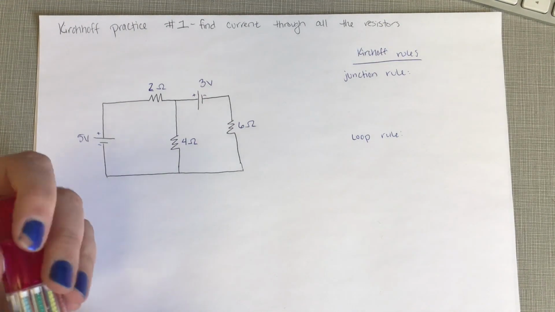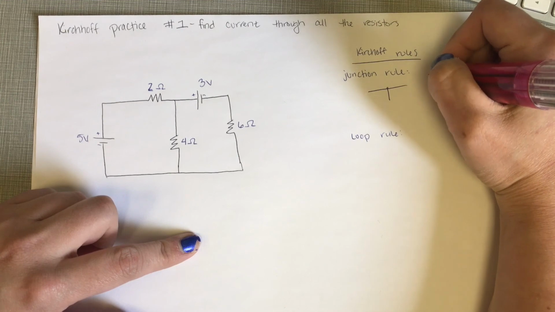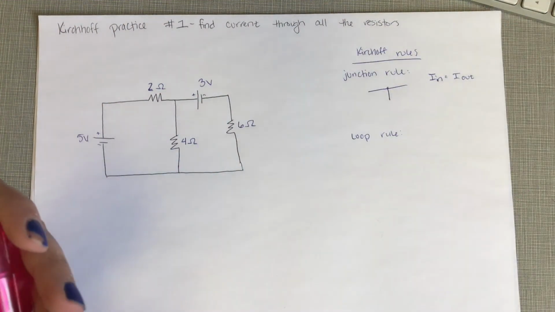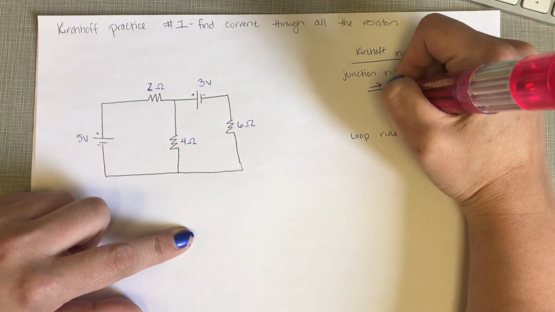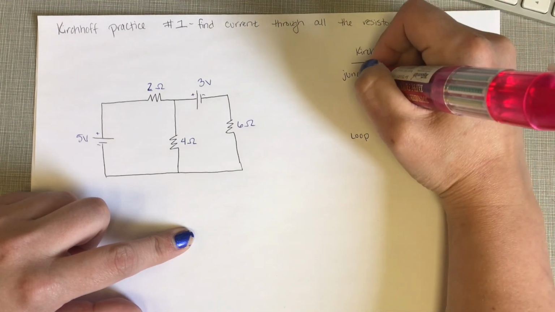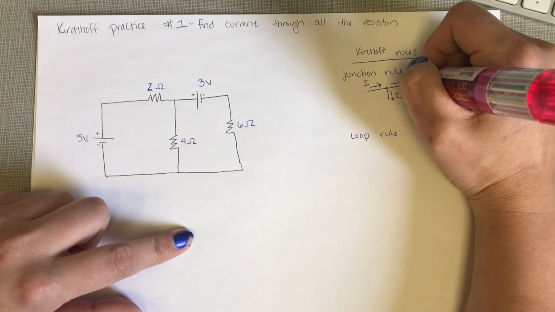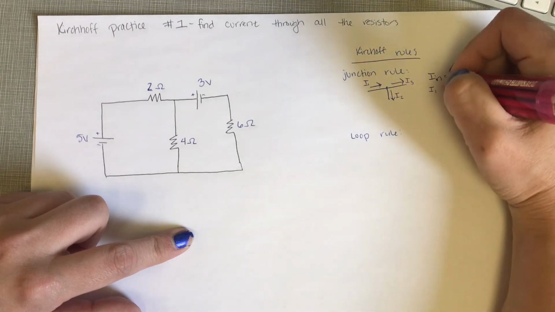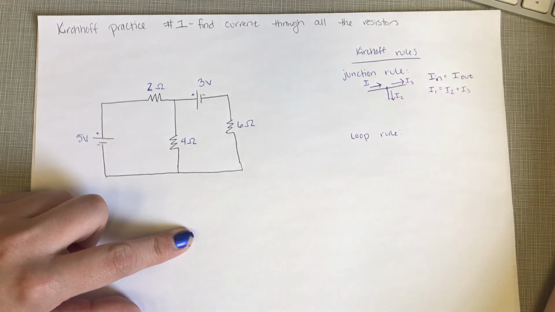So the Junction Rule basically just says, if I have a junction, the current that goes in is equal to the current that comes out. Or in picture form, if this is I1, this is I2, and this is I3, in this junction, I1 is going in, and I2 and I3 are coming out. So that's how you would write down a junction rule.